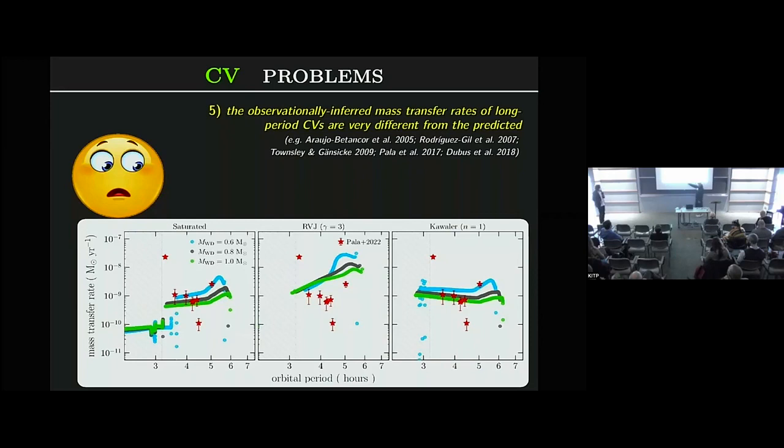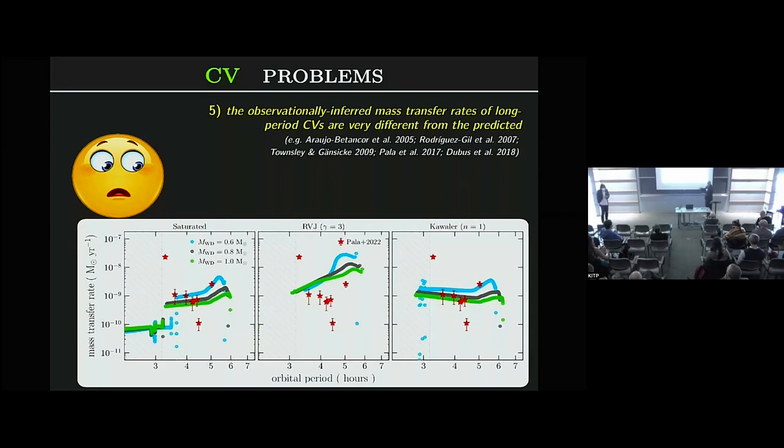This is the prescription, see? It works for the main sequence binaries, but then it's too weak. It's somehow strong enough to explain the mass transfer rate here, but it's too weak because you see there's virtually no gap here. So this model as it is predicts that there's no gap, so you would see the CVs all over the orbital period distribution.